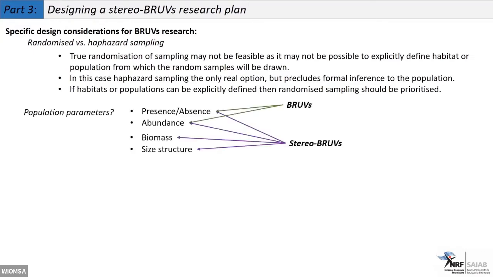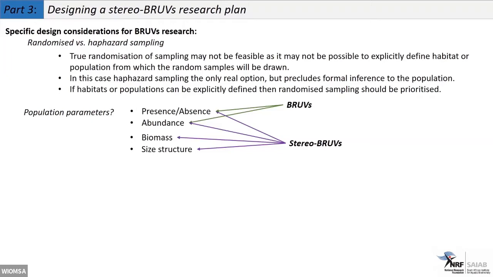Deciding if your research should be using BRUVs or stereo BRUVs will depend on the necessity for size data to address your research goal and hypotheses. Fish size is more sensitive to fishing impacts, so if the goals of the research are to determine the status of fish populations or the impacts of fisheries, then stereo BRUVs would be a better option.